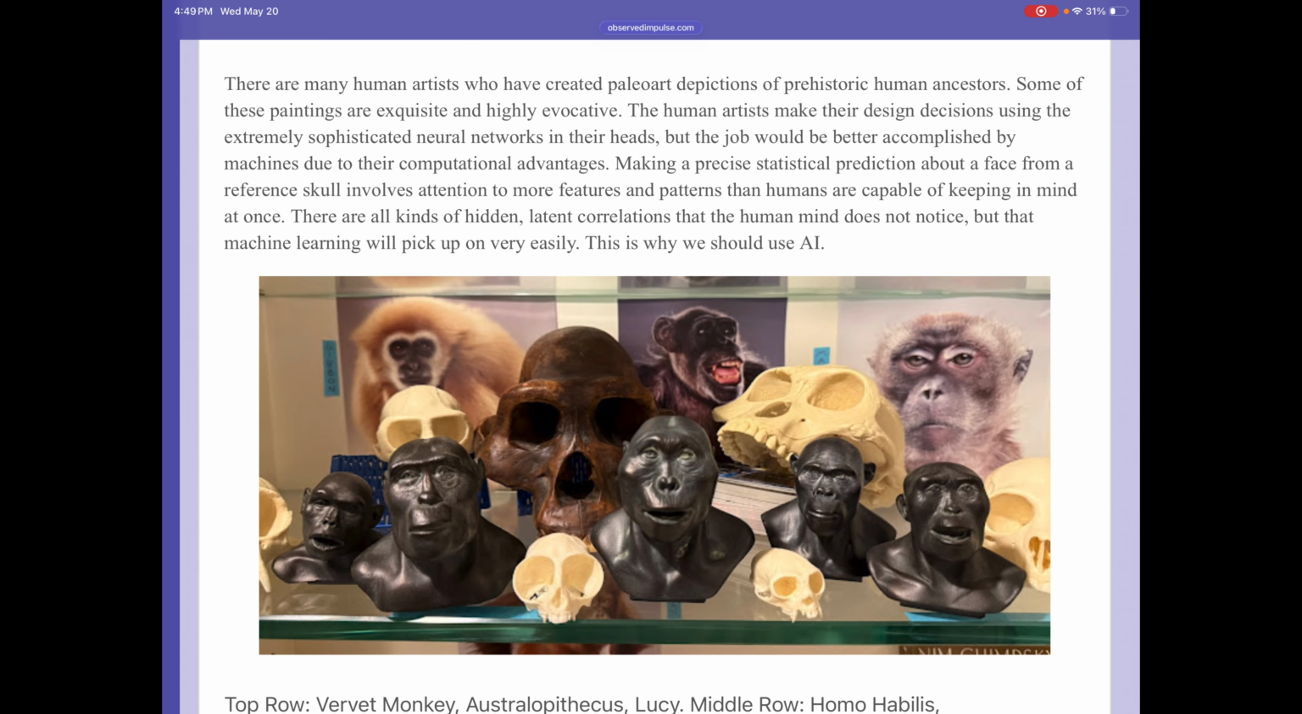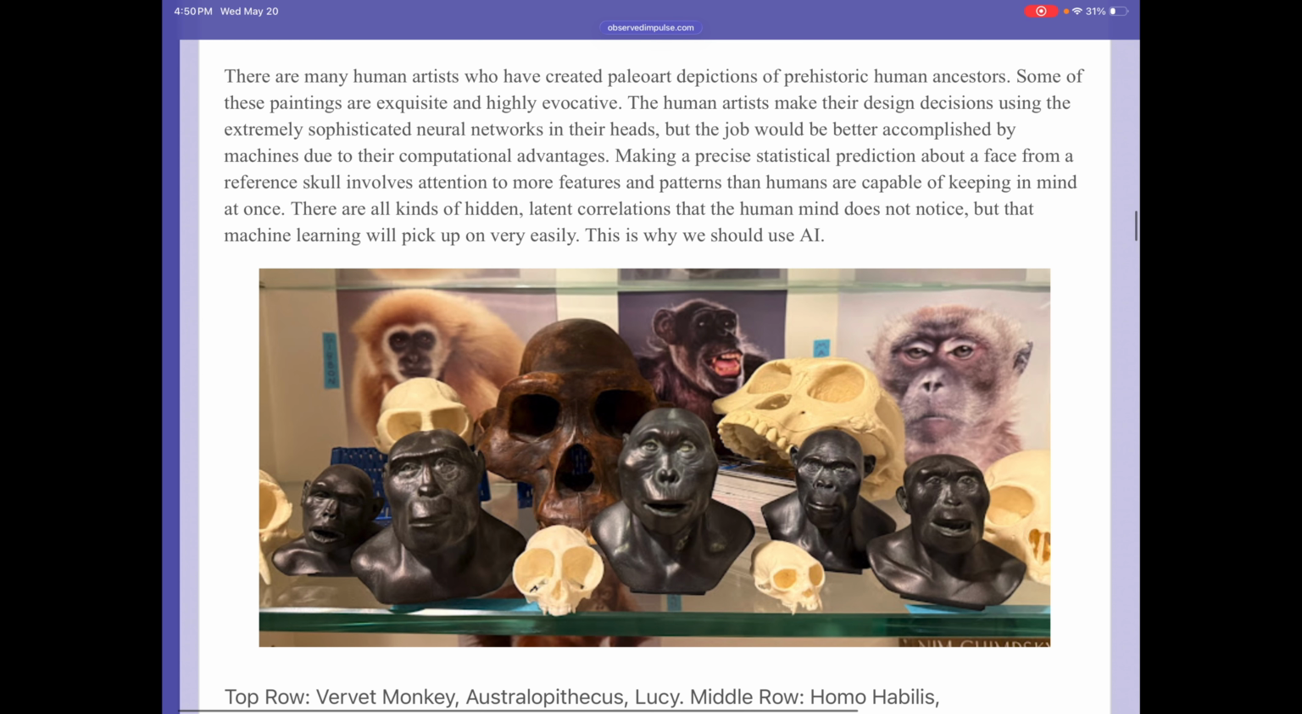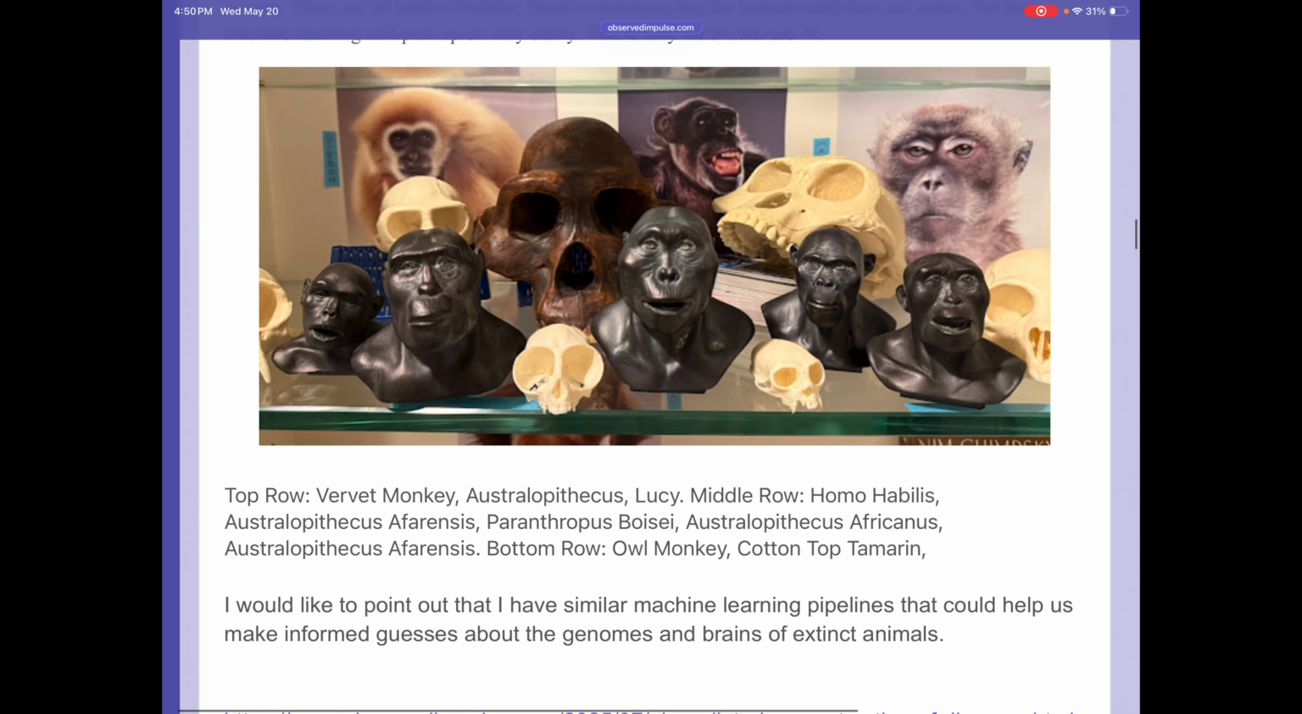Making a precise statistical prediction about a face from a reference skull involves attention to more features and patterns than humans are capable of keeping in mind at once. There are all kinds of hidden, latent correlations that the human mind does not notice, but that machine learning will pick up on very easily. And this is why we should use AI for a project like this.